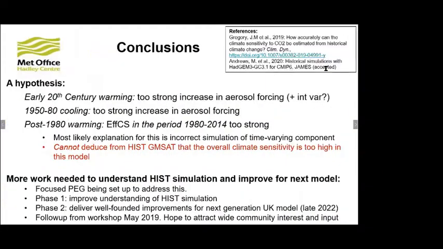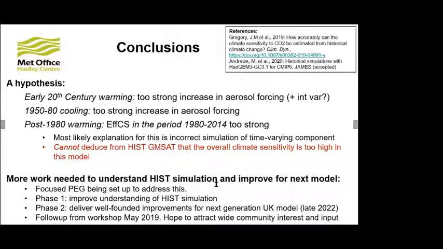So to cut to the chase, the conclusion is just a hypothesis. For the early 20th century warming, we think the anomaly is most likely due to too strong an aerosol forcing increase. Almost certainly that's true for the 1950 to 80 period. And then post 1980, you can't blame the aerosol forcing. So the effective climate sensitivity is almost certainly too strong, but the most likely explanation for that is incorrect variation of this time-varying component. So you cannot deduce from this framework that the overall climate sensitivity in the GC3.1 model is too high. The real conclusion is we need a lot more work to understand this.